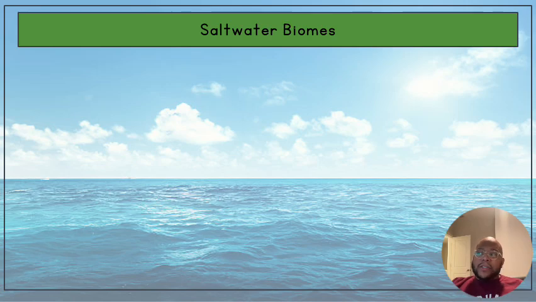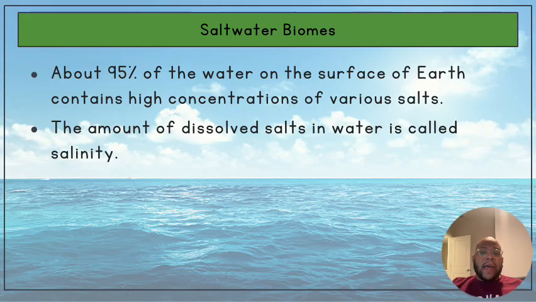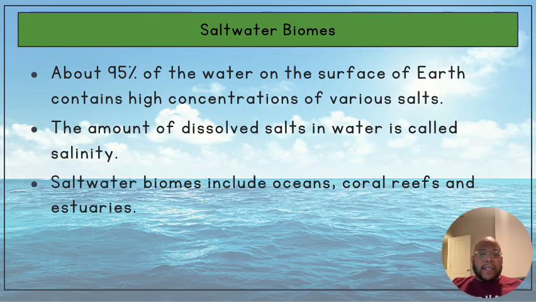Next, we're going to transition to talk about some of our saltwater biomes. About 95% of the water on the surface of the earth contains high concentrations of various salts. The amount of dissolved salts in water is called the salinity, and saltwater biomes include things like our oceans, coral reefs, and estuaries.